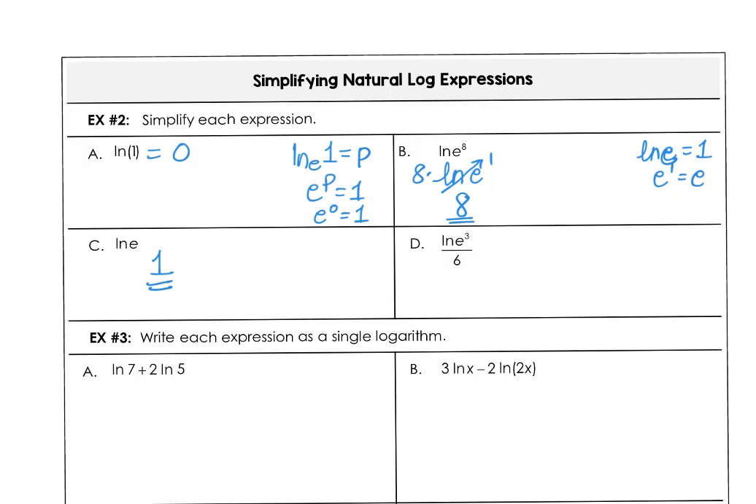And in example D, we have 1/6. This is like 1/6, or 3 times the natural log of e divided by 6. So 3 over 6 is 1/2. And 1/2 times natural log of e, well, we just saw in part C that the natural log of e is 1. So 1/2 times 1 gives us 1/2. So we have an answer of 0 and 8 and 1. And finally on part D, 1/2.